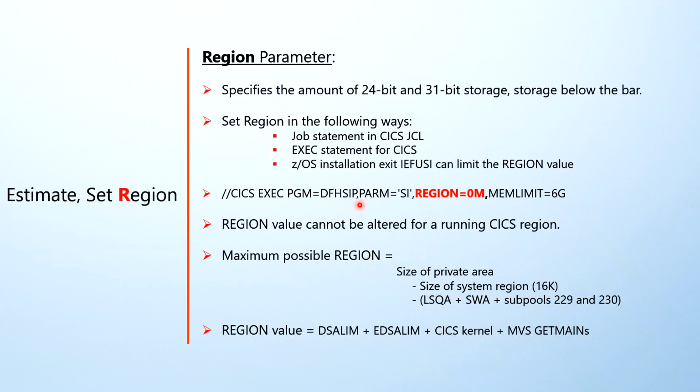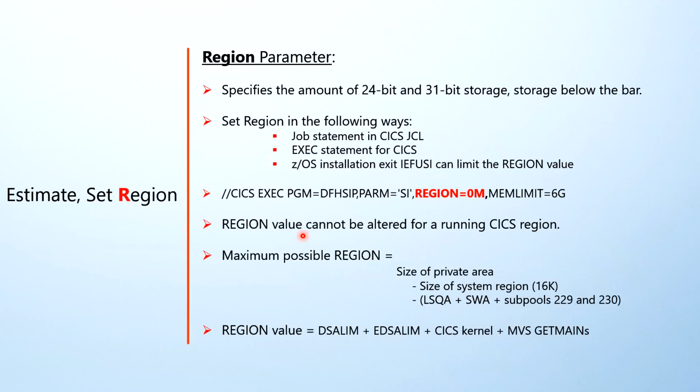And here is an example which shows how to mention the REGION parm. Here it is mentioned in the EXEC step where you supply DFHSIP as your exec program and you pass the REGION= value. Here it was mentioned as 0M. And let's talk about MEMLIMIT later in the coming slides. And once you set the region value, one thing we need to keep in mind is that we cannot alter it when the region is up and running.